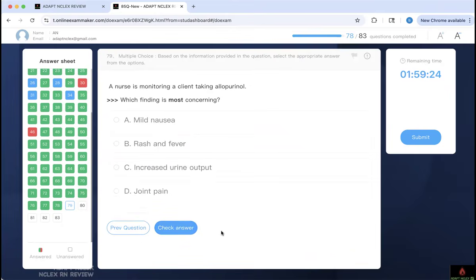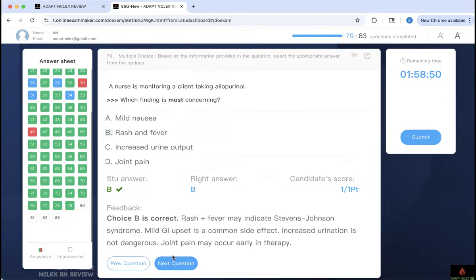And this is monitoring a client with allopurinol. We saw that one, sulfur drug. Which finding is most concerning? Nausea, rash and fever, increased urine output, and joint pain. Stevens-Johnson is a major problem associated with allopurinol. It causes stones, it causes a bunch of problems, but which of these should you worry about? Nausea expected. Increased urine output, I love it because it causes kidney stones. Joint pain, that's the purpose of using it for your big toe. Fever and rash, Stevens-Johnson.